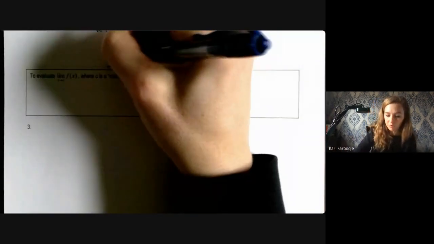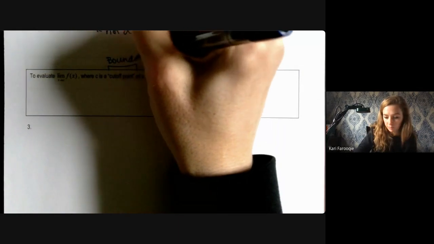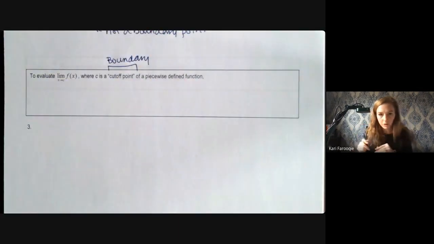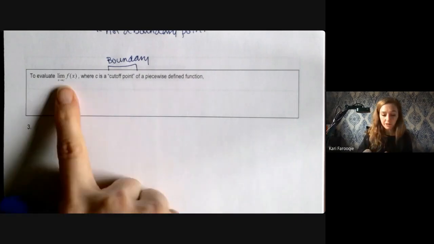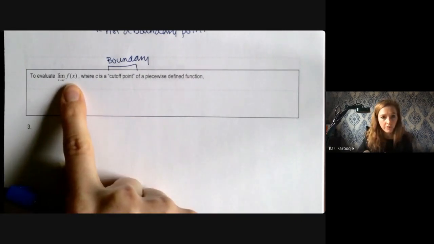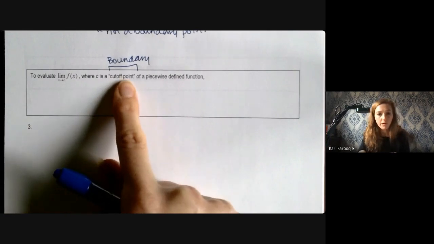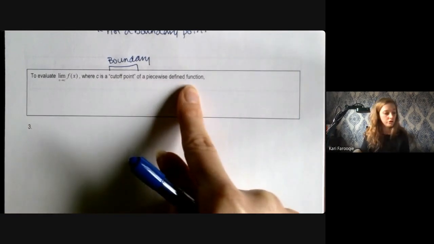So remember, cutoff point, we've been calling boundary, but they're the same. You call it whatever you want. So we're going to talk about evaluating a limit as x approaches c of f of x, where c is some sort of cutoff or boundary point of a piecewise defined function.